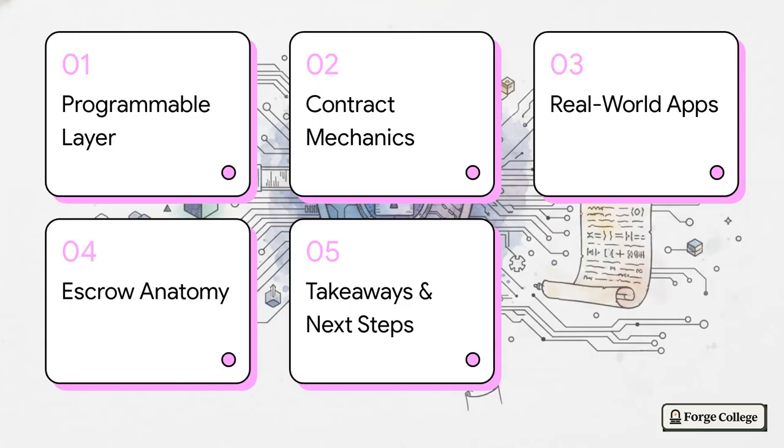Here's our blueprint for today's explainer. We're going to hit the programmable blockchain layer, jump into the mechanics of smart contracts, look at some real-world Web3 applications, dissect the anatomy of an escrow, and then wrap it all up with key takeaways and next steps.